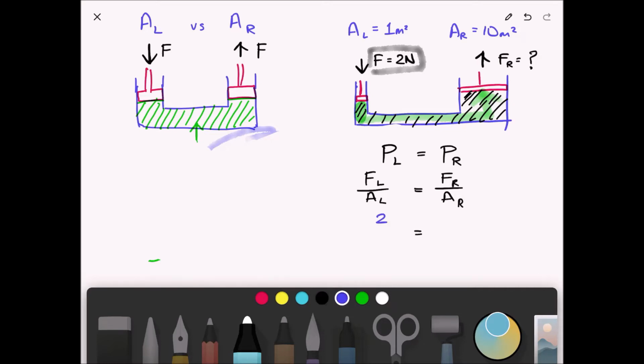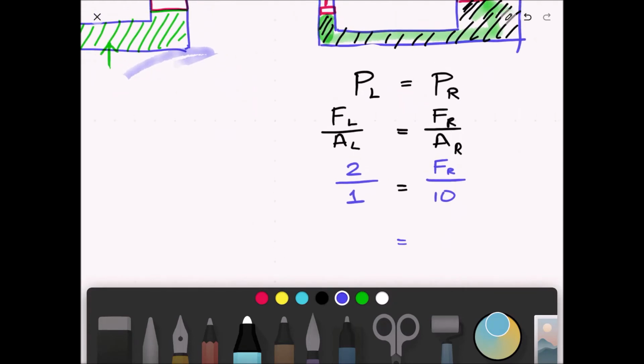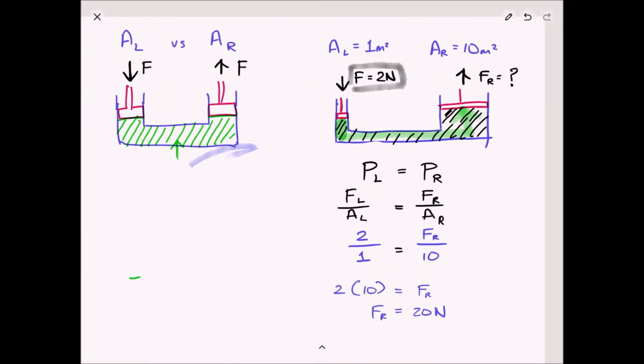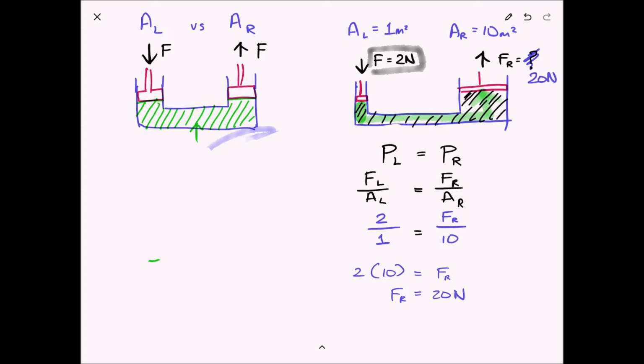Now I can put in my values. The force on the left is 2 Newton. The area on the left is 1 meter square. The area on the right is 10 meters square. And the force I want to find out is Fr. If I solve this, I get Fr equals 2 multiplied by 10, so the force on the right hand side is 20 Newton. What does this mean? It means we have amplified the input force on the left 10 times. That is what a hydraulic jack is: you use a very small force to lift up something that is very heavy.